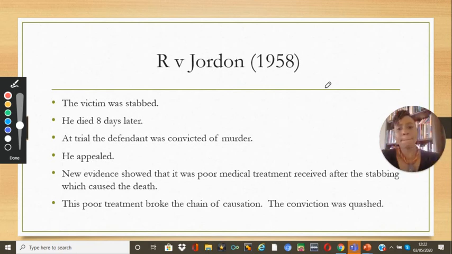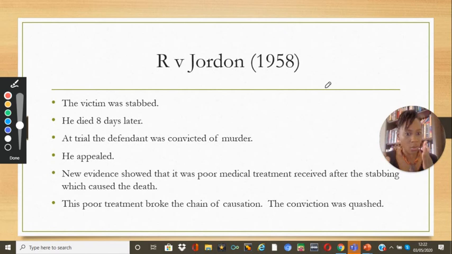At trial, the defendant was convicted of murder, but he appealed. And why did he appeal? He wanted to bring forward some new evidence on his appeal, and the evidence showed that it was poor medical treatment received after the stabbing which caused the death. So he said, look, I can't be guilty of murder. You convicted me of murder at trial, but I need to show you this.